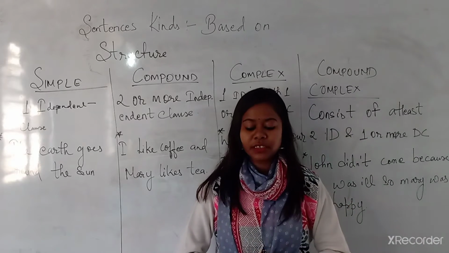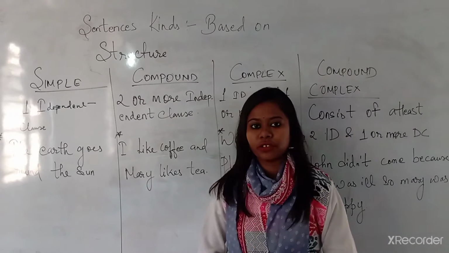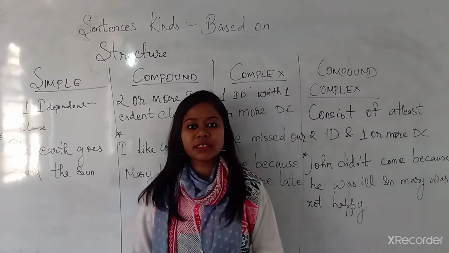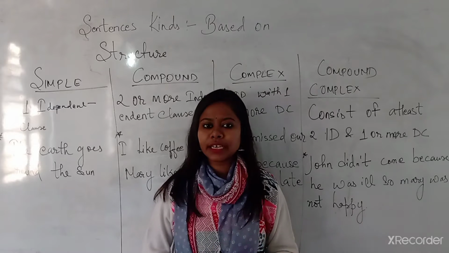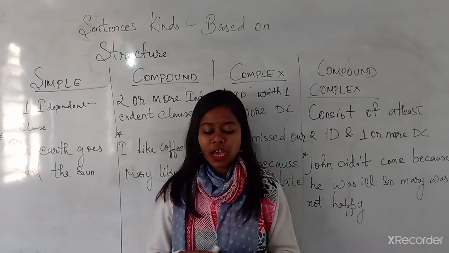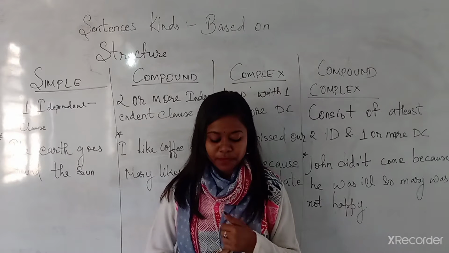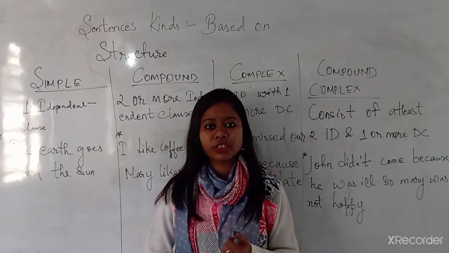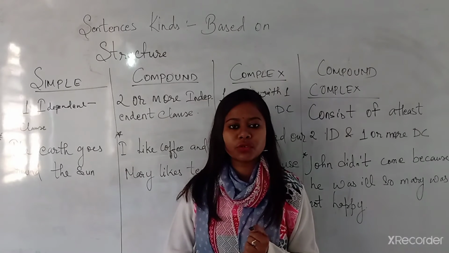So today we'll be doing chapter 21, that is sentence kinds based on structure. Okay, so what is a sentence? A sentence is a group of words which have subject and predicate and also convey a meaning. Yes, so yesterday we have done what? We have done clauses, phrases and clauses. So this chapter is all based on clauses.